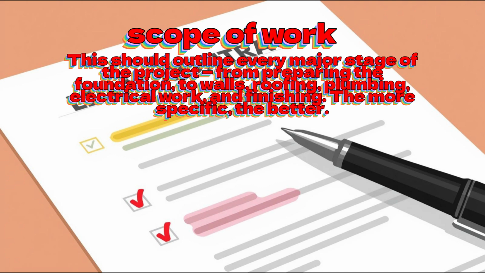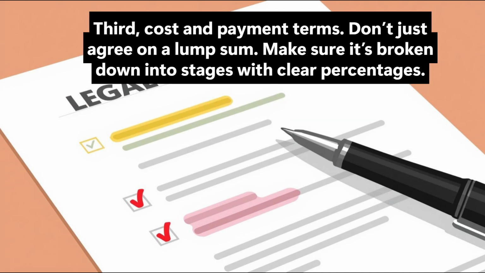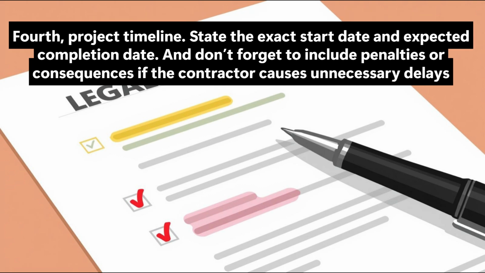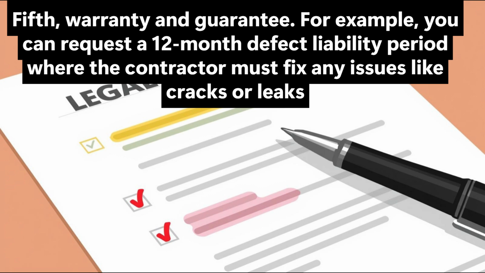Third, cost and payment terms. Don't just agree on a lump sum. Make sure it's broken down into stages with clear percentages. Fourth, project timeline. State the exact start date and expected completion date. And don't forget to include penalties or consequences if the contractor causes unnecessary delays. Fifth, warranty and guarantee. For example, you can request a 12-month defect liability period where the contractor must fix any issues like cracks or leaks.